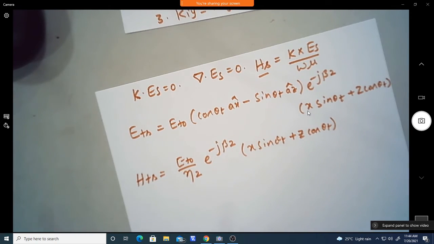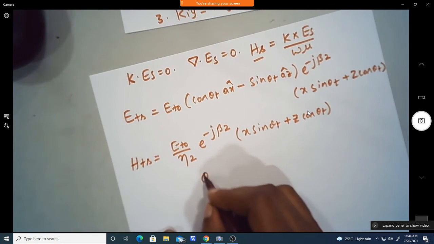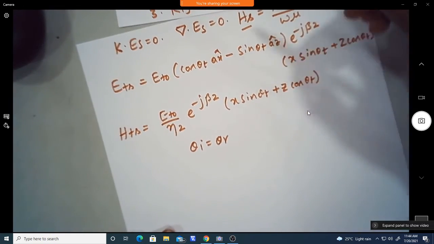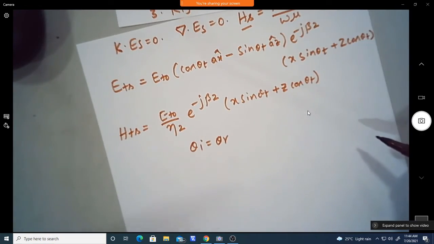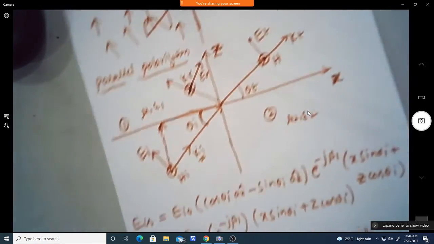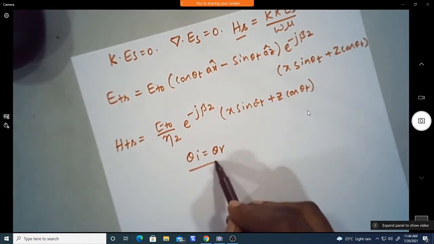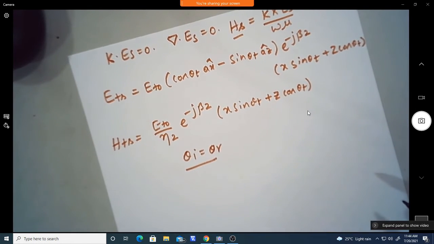So now, as I said, if I take theta I equal to theta r, because of the earlier equations which we have derived, where the propagation vector in medium 1, ki, is equal to kr, if I assume that, then we arrive at theta I equal to theta r. Okay, so now if I take this theta I equal to theta r, then the tangential components of E and H are continuous at the boundary.